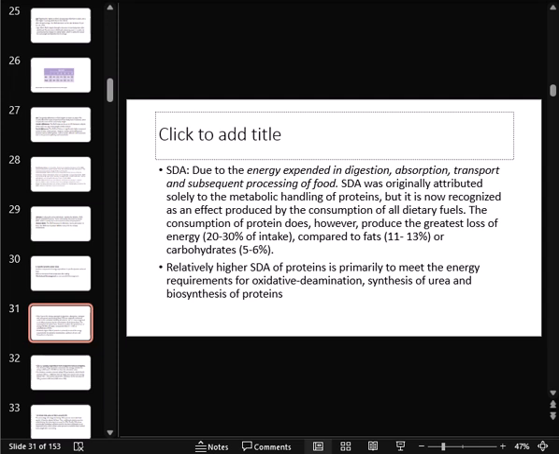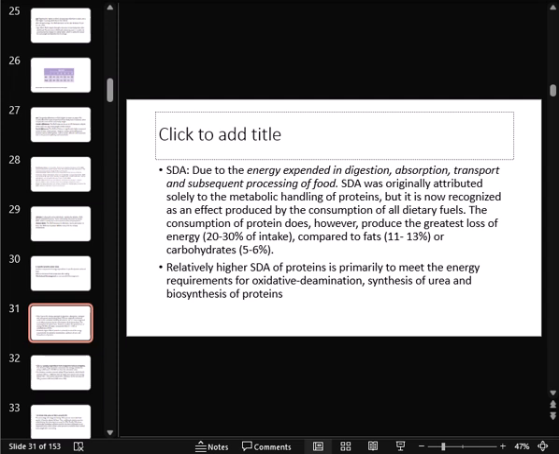The consumption of proteins does, however, produce the greatest loss of energy, where 20 to 30% of the energy is taken there. If we compare that to fat, for fats it's 11 to 13%, and for carbohydrates just 5 to 6%. These are the percentages of energy dedicated to each macronutrient upon it being absorbed, digested, transported, and processed. So again, 20% goes to the proteins, 11 to 13% to the fats, 5 to 6% to the carbohydrates.